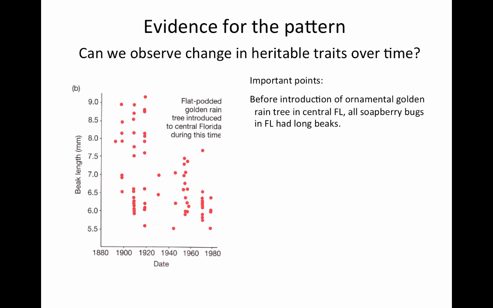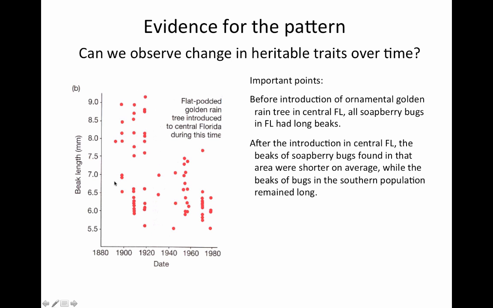that prior to the introduction of ornamental golden rain trees in central Florida, there was the full range of beak lengths. Soapberry bugs had very long beaks. And then around this time, around 1950, somewhere around here, in central Florida we start to lose this upper part of the distribution, and we see more and more with the short beaks.